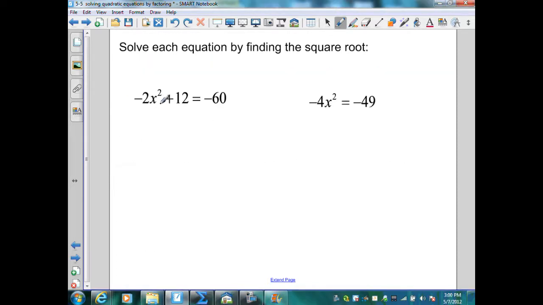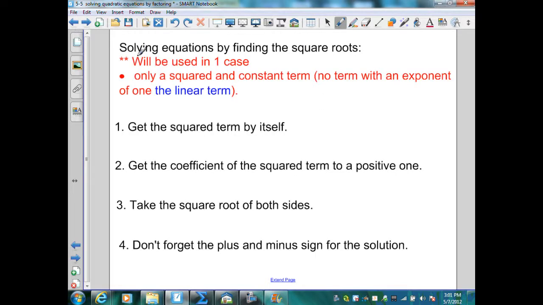Before we solve these examples using square roots, let's take a look at the quadratic equation. Here we have a term that has a squared exponent, and we have a constant. We don't have a linear term. Again, we have a term with a variable that is squared and a constant, no linear term. When this is the case, we can use the procedure solving equations by finding the square roots.